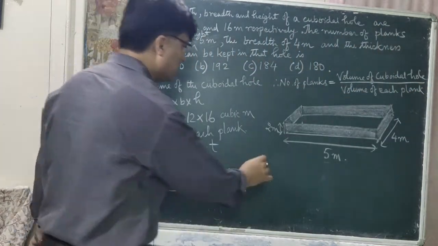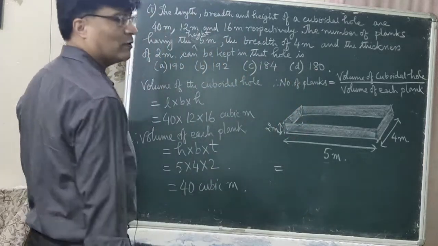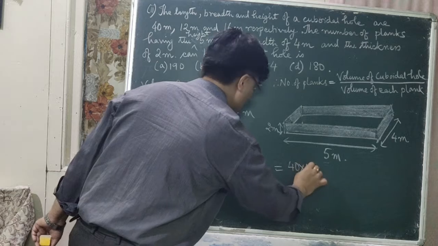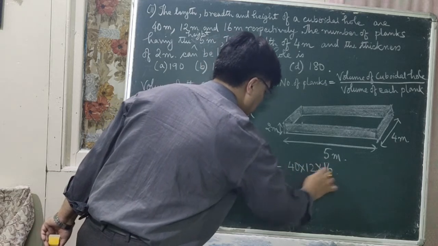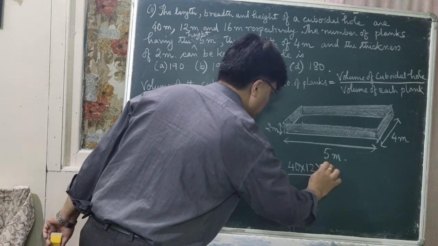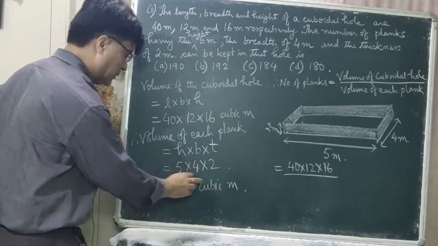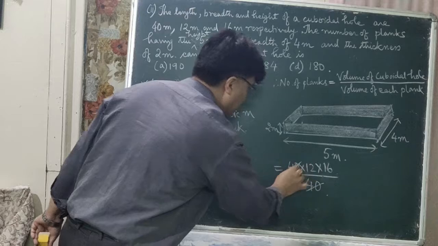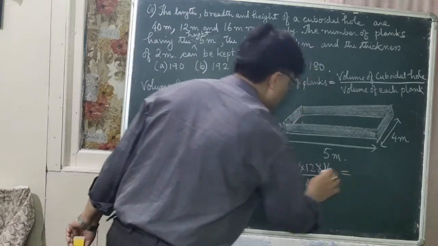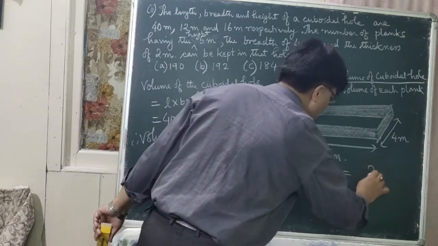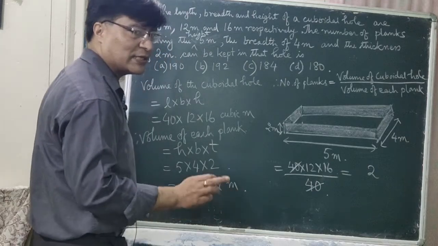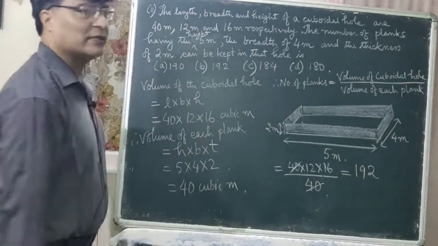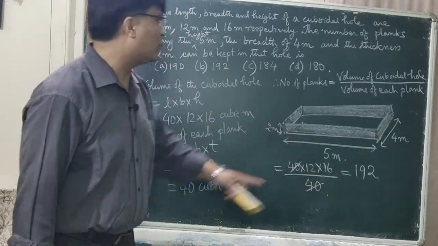So let us find out. So which is equal to, what is the volume of cuboidal hole? It is 40, 12, 16 divided by, it is 40. That is volume of each plank. So 40 gets cancelled, which is equal to 16 2s are 32. 2, 3, 16 1s are 16 plus 3 is 19. So what are the number of planks here? So number of planks is equal to 192.